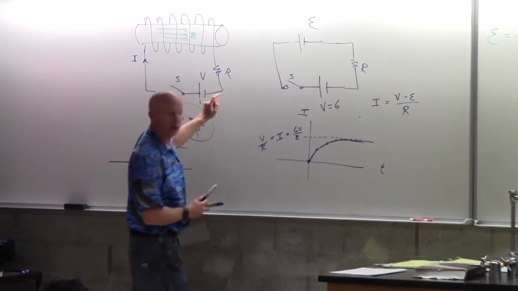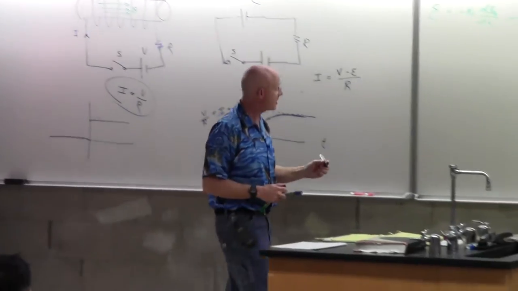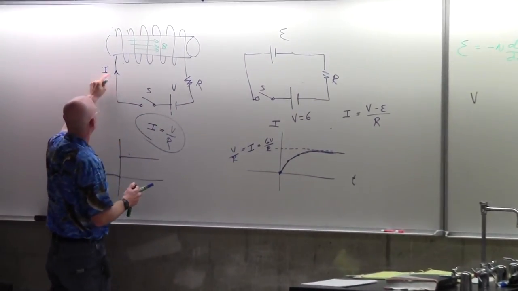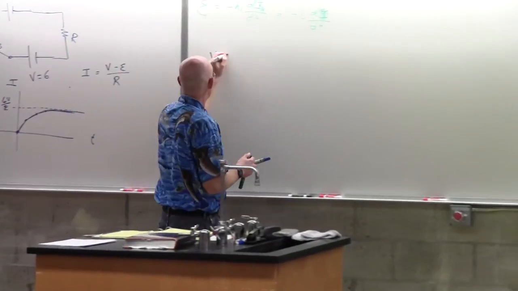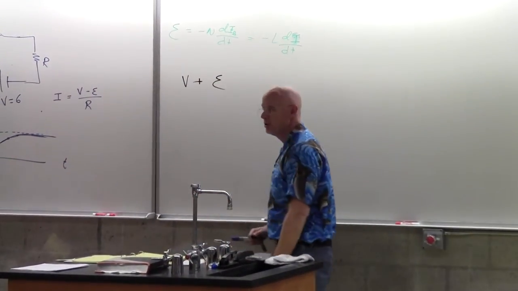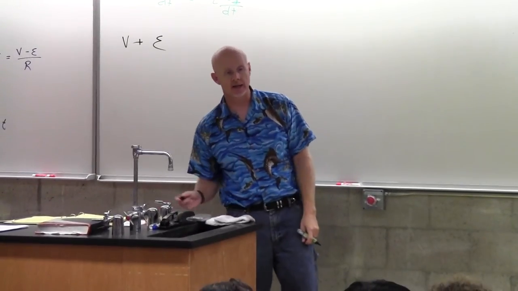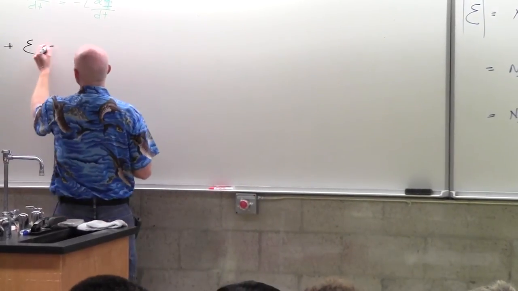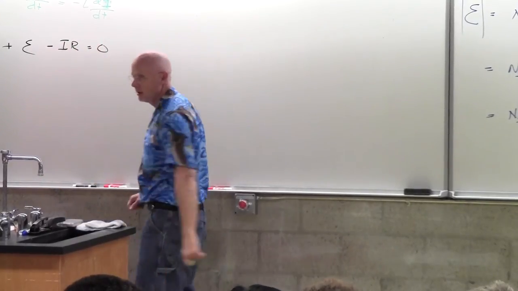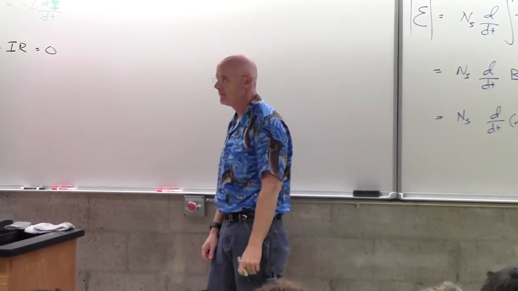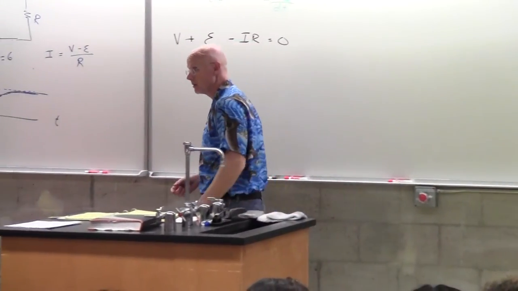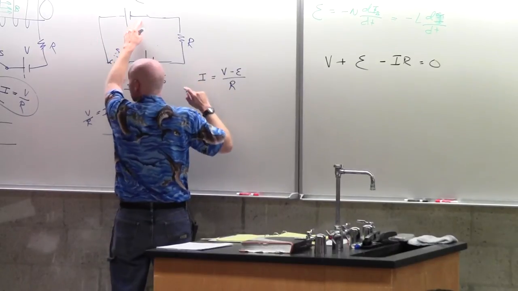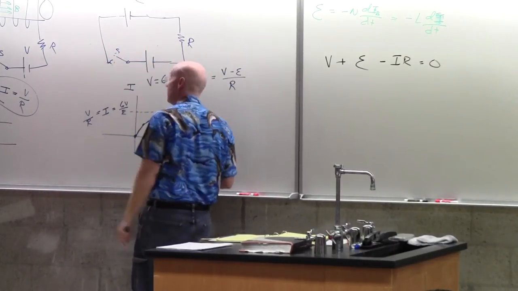Maybe I will start here, and I will go this direction. So the first thing I get is V. I will keep going around the loop, and the next thing I get is the EMF that is produced by this new device we're talking about called the inductor. That's where we're going to spend the majority of our time. Then there would be a minus IR. All of that has to be zero. This is when I connect the battery. So as soon as I close the switch, I've got a V here, an EMF here from the inductance, and then a voltage there.